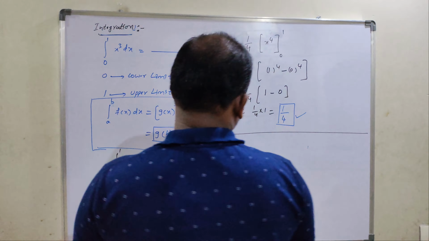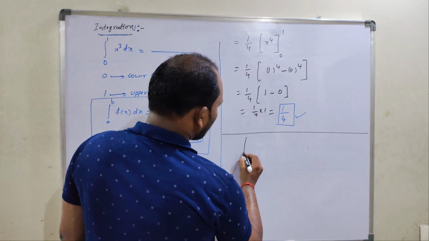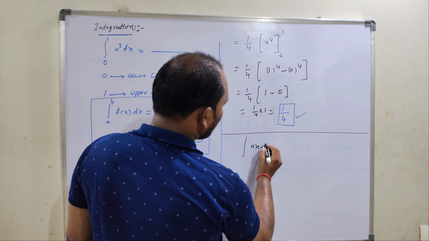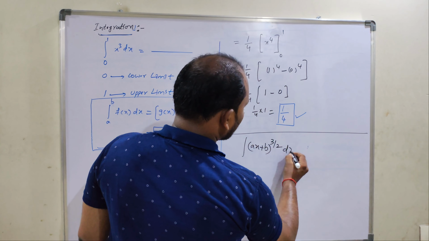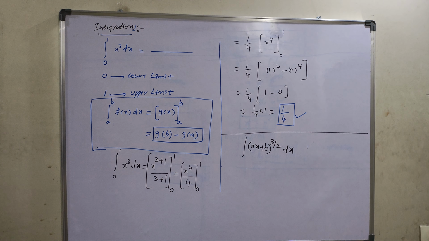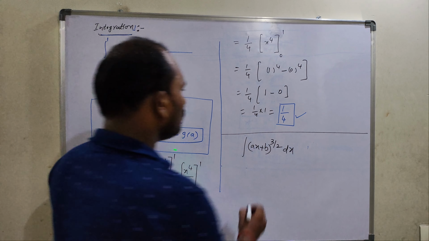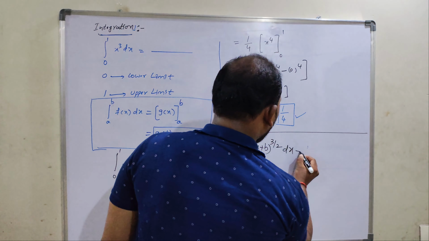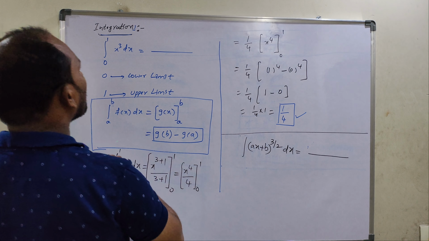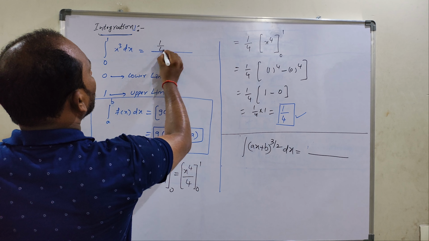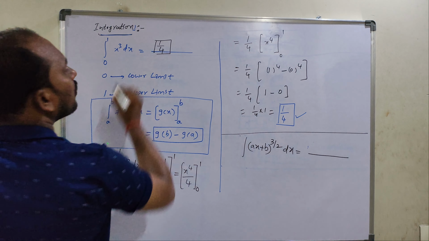So let's assume the integral of ax plus b whole power 3 by 2 dx. How to handle these situations? What is the answer for the last question, guys? 1 by 4 is the answer for that.